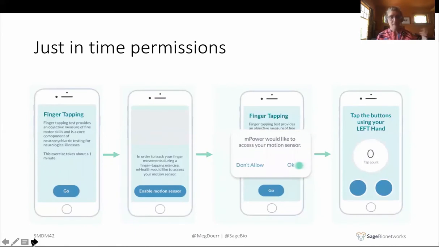So rather than asking for permission to all of the sensors at the beginning of your study, you could, as they arrive at each task, say, we would like access to this sensor because, and then they could turn it on or off, and then if they turn it on, then they could do the activity. So these types of design patterns may be helpful to participants in understanding the privacy of the data that they're giving and what types of data they're giving.